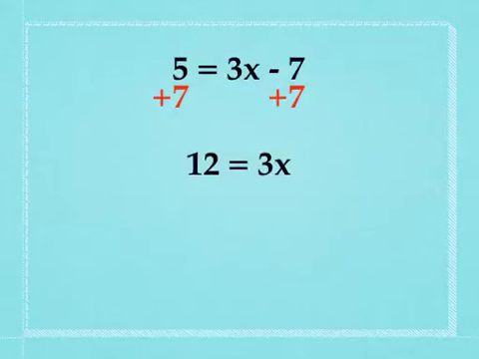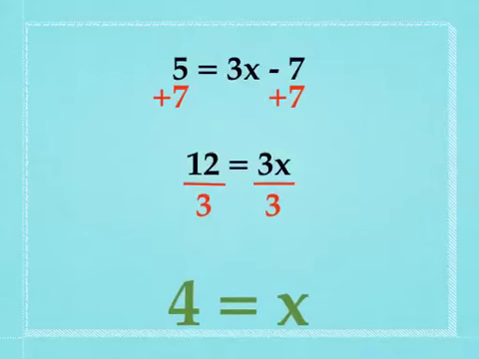Again, now I'm going to look for either multiplication or division. In this case, I'm multiplying x by 3. The opposite or inverse of multiplying by 3 is to divide both sides by 3, and that gives me 4 equals x. Going back and checking my answer, that would be 5 equals 3 times 4 minus 7. Well, 3 times 4 is 12, and 12 minus 7 does equal 5. So 4 is a solution for this equation.